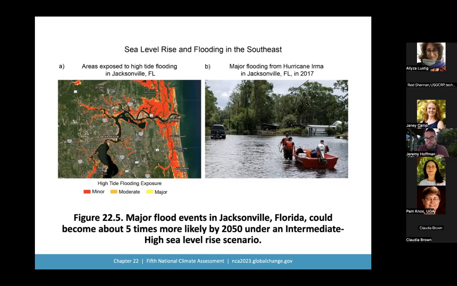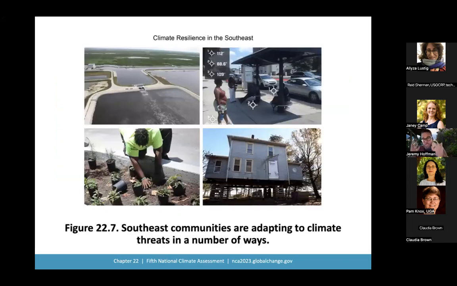Hugely important, but also these minor flooding events, which you can see outlined in red on the left, are also extremely important. And those could happen over 250 times a decade. So this sea level change is an extremely disruptive future and current chronic risk in the region that we assess. But the Southeast is responding.